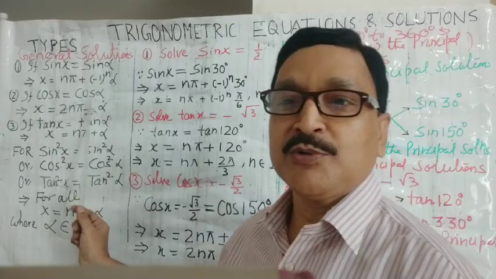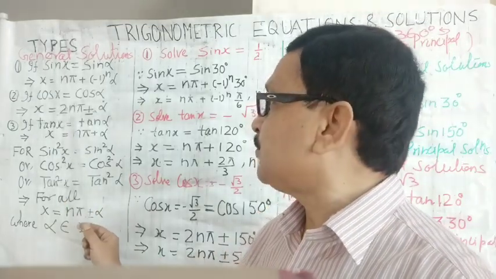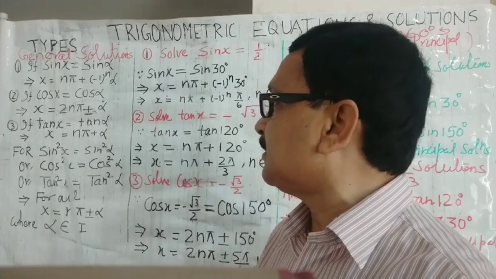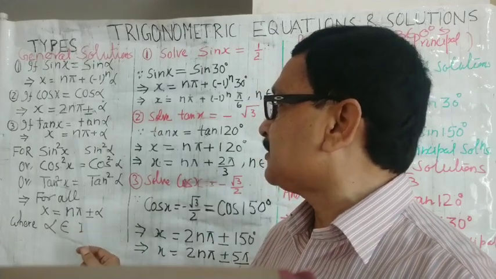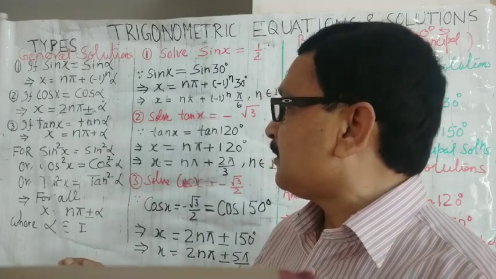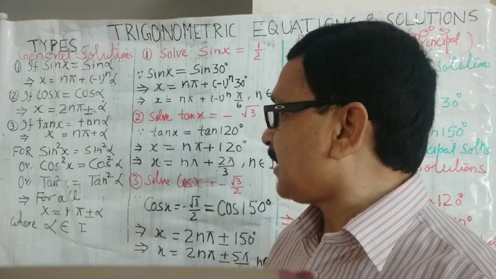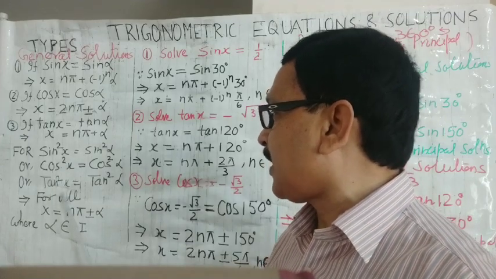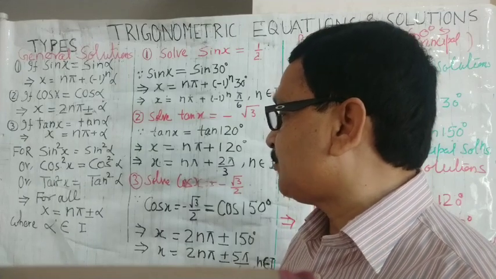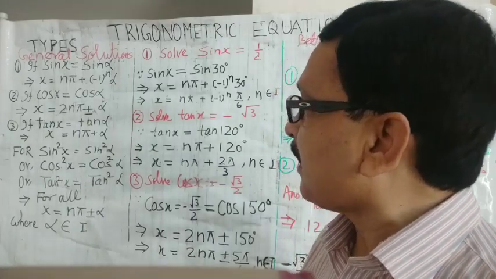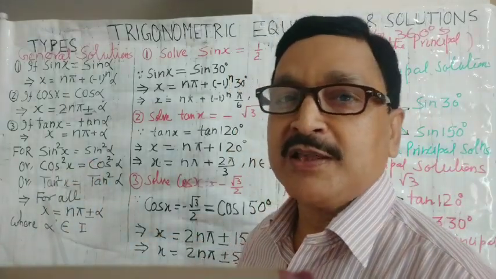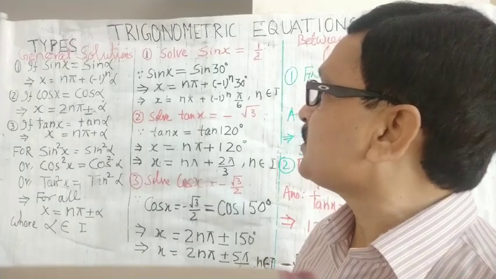If cos x is equal to cos alpha, x is equal to 2n pi plus minus alpha, again n is a member of integers. If tan x is equal to tan alpha, x is equal to n pi plus alpha, n is a member of integers. Again, for sin square x, cos square x, tan square x is equal to sin square alpha, cos square alpha, tan square alpha, x is equal to n pi plus minus alpha. So, on the basis of these types, we will answer the various questions and their solutions.